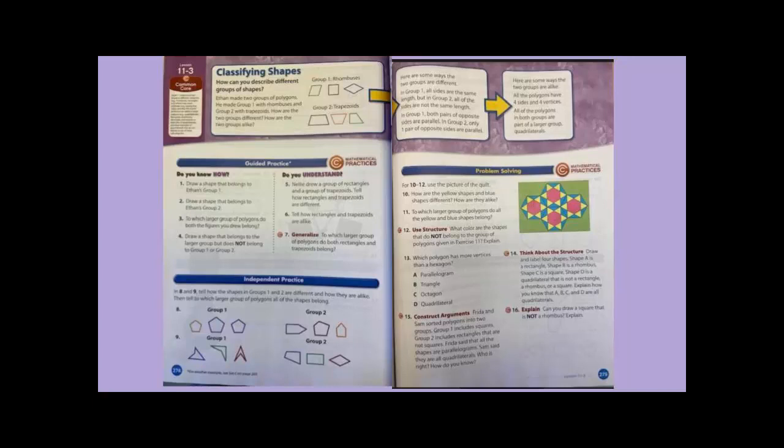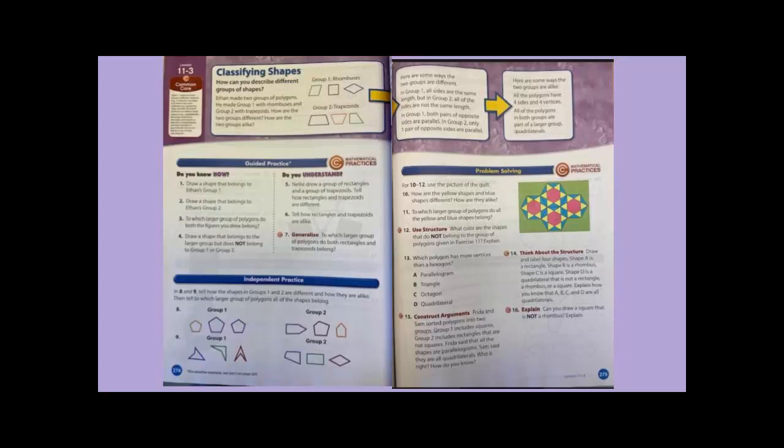Today our study is about classifying shapes. We'll apply the knowledge from previous lessons about the sides, vertices, and angles of a variety of polygons. The question for today is, how can you describe different groups of shapes?